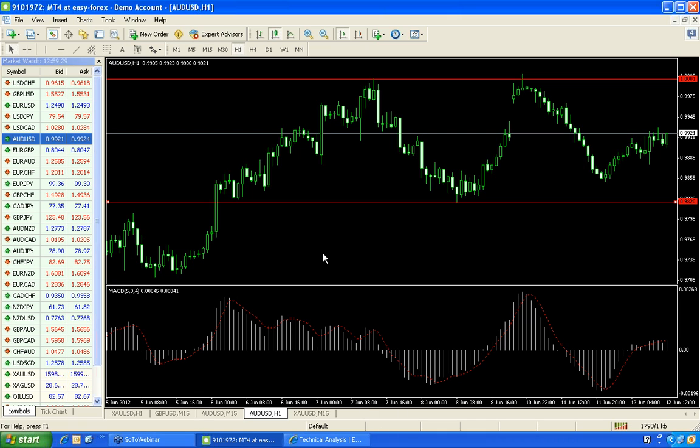So when I hover my mouse at the top here, if you take your eyes down to the bottom of the screen now, you can see it's giving you the time and the date, the open and the close, the low and the high as well. O open, H high, L low, C close. So you're getting all the information about that candlestick.